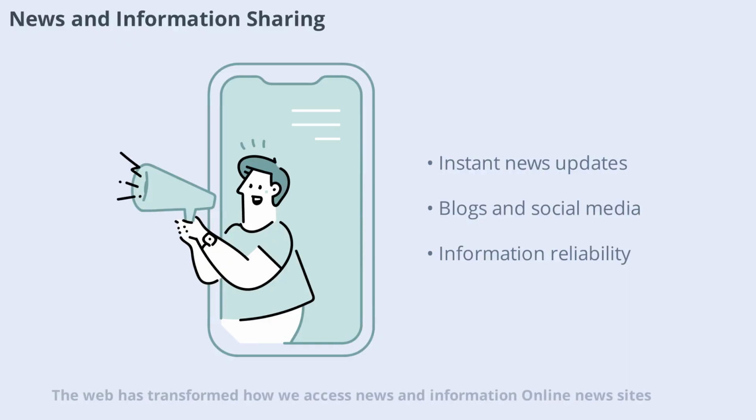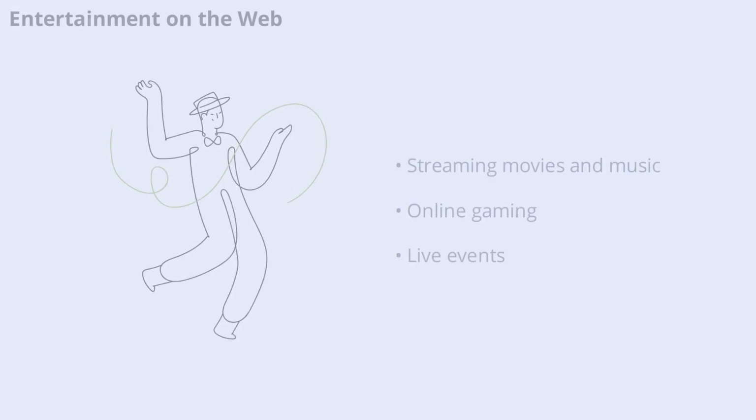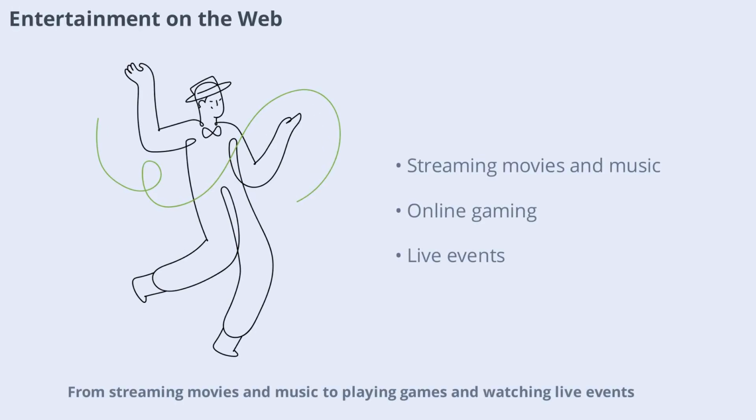The web has transformed how we access news and information. Online news sites, blogs, and social media provide instant updates on events around the world. This rapid sharing of information has made the web a vital tool for staying informed, but it also raises questions about accuracy and reliability.